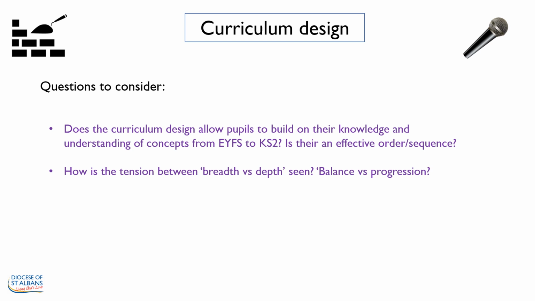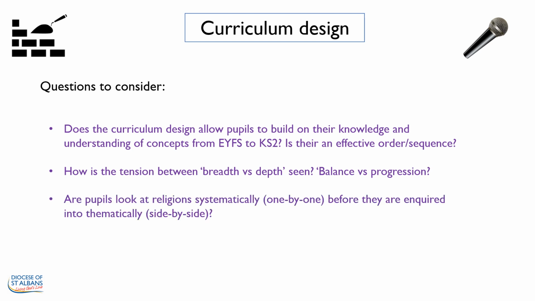Contrastly, it may be that we're doing too few things really well, in that pupils may be able to know so much about Judaism or Christianity, but then know little else about any others. So how is the tension between breadth and depth seen in these curriculum maps and also in R1?